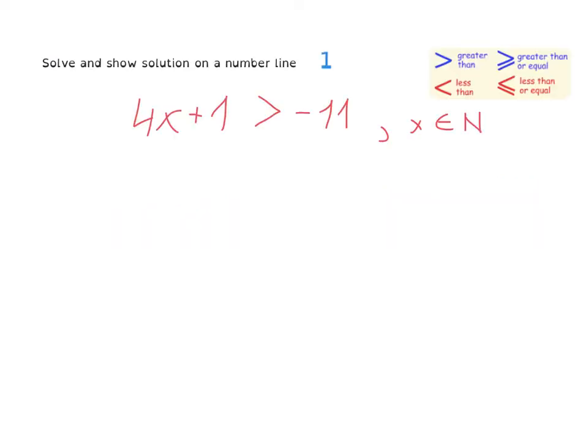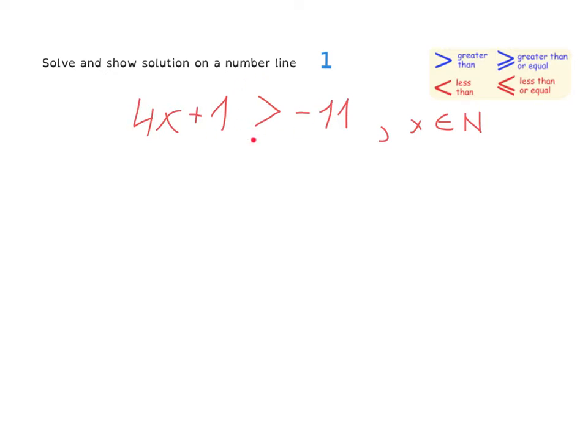Hi guys, today I'm going to show you how to solve inequalities, and these are very similar to solving equations. First thing is, instead of getting a single value as your answer at the end, you will be getting a range of values. And the other really important thing when solving inequalities is when you multiply or divide by a negative number, you have to flip your inequality sign.